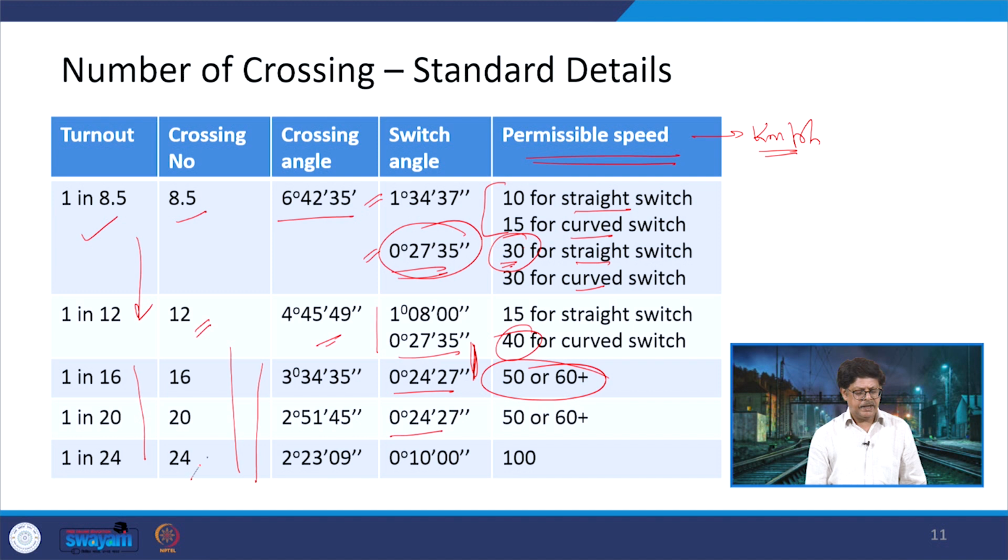And if you go to N equals 24, with a switch angle of 0, 10, 0, 0, then in that case there is a possibility of going to a very high speed of 100 kilometers per hour also. So, this is the beauty of a change of the crossing number, or an increase in the crossing number. And nowadays we are aspiring to have high speed tracks. We are aspiring to have tracks where the trains may be moving at a speed of 160 kilometers per hour, or 200, or more than 200 kilometers per hour. So, that is where we have to see what the types of turnouts are which can be used, so that that becomes possible.